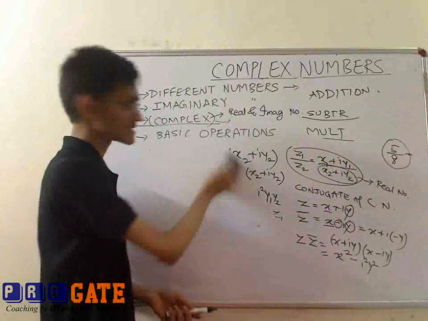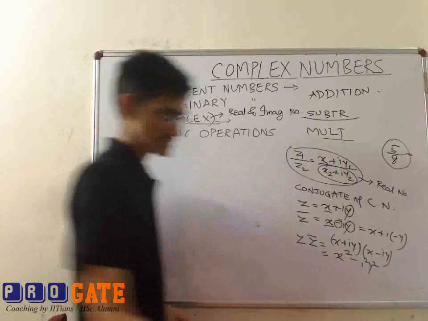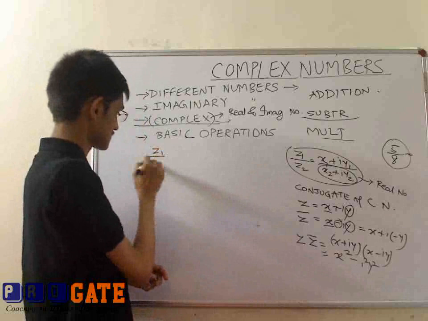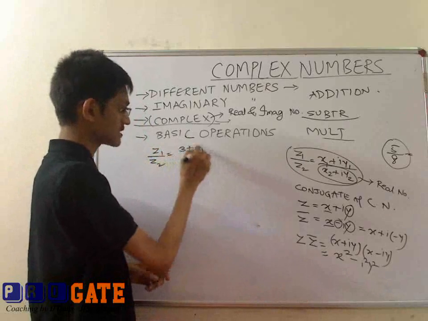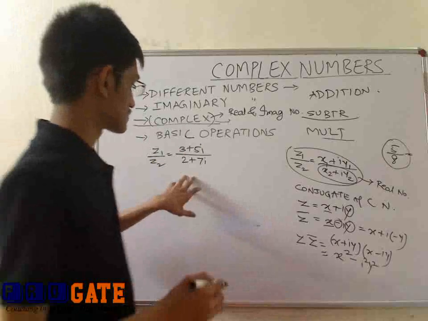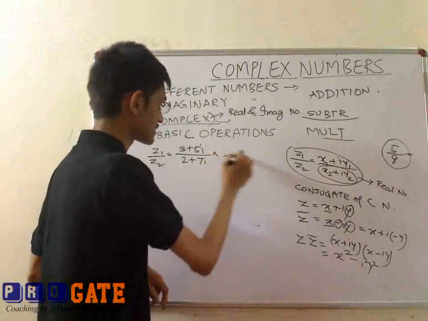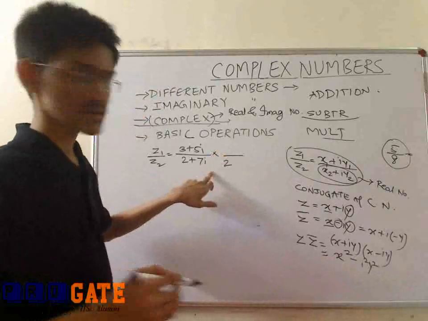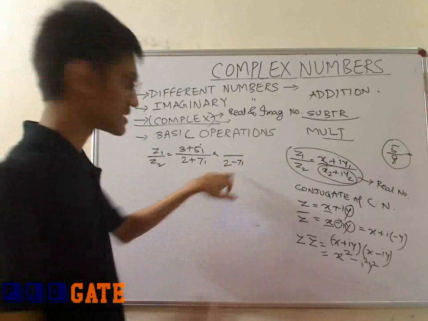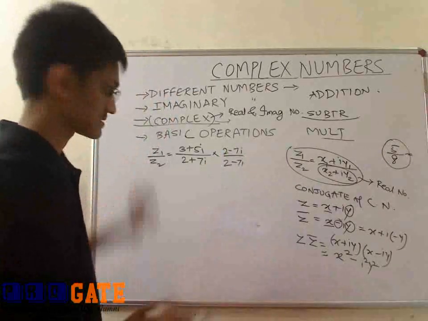I feel multiplication, addition and subtraction would be clear to all of you. Division takes a little bit to understand. It differs from the real operation. Suppose I have 3 plus 5i upon 2 plus 7i. Now the aim is to convert the denominator into a real number, so I am multiplying by the conjugate. What's the conjugate of 2 plus 7i? It's 2 minus 7i. Since I am multiplying the denominator, I have to multiply the numerator also, so that the value doesn't change on the LHS.